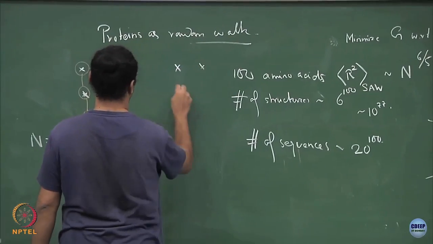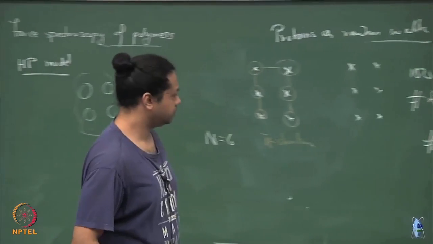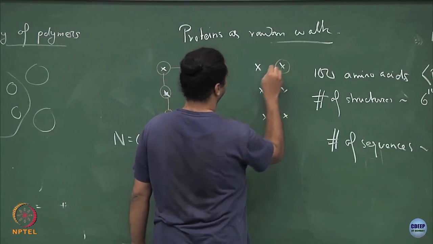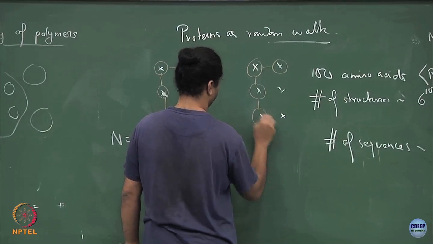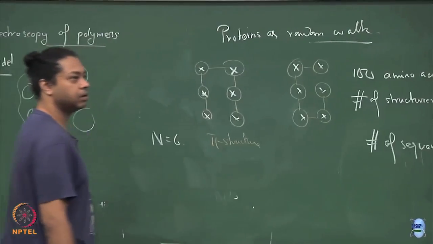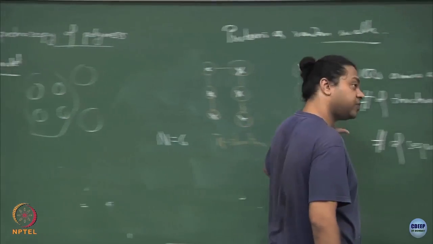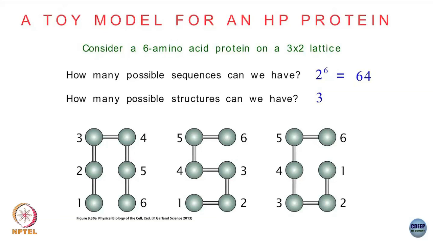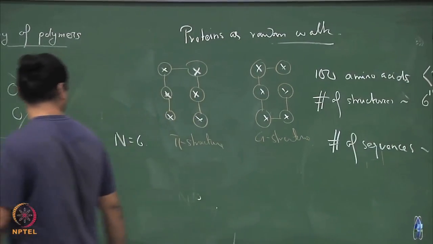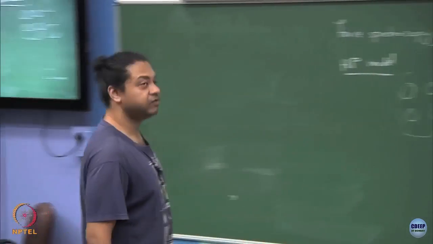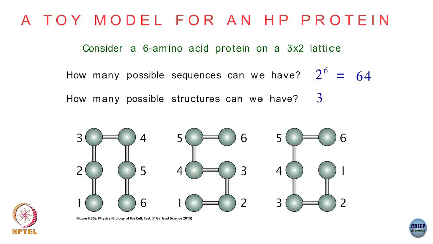I can have a G, something like this. Good. I want structures which are not related by translations or rotations or reflections. So, I want unique structures. What else? I could have an S structure. And if you think about it, hopefully you can convince yourself that these are the only 3 structures that are possible for this sort of a 3x2 lattice.